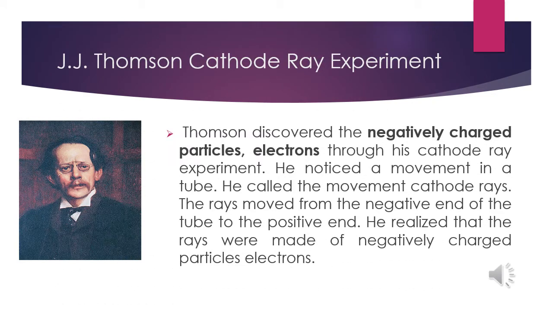Next is J.J. Thomson, or Joseph John Thomson's, cathode ray experiment. Thomson discovered the negatively charged particles, electrons, through his cathode ray experiment. He noticed a movement in the tube. He called the movement cathode rays. The rays move from the negative end of the tube to the positive end. He realized that the rays were made of negatively charged particles, electrons.